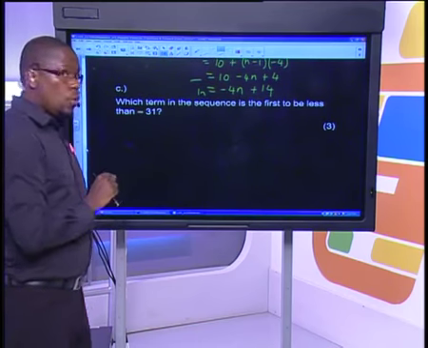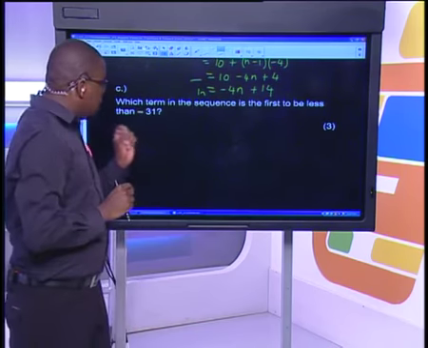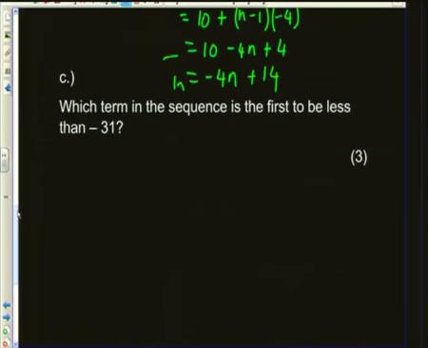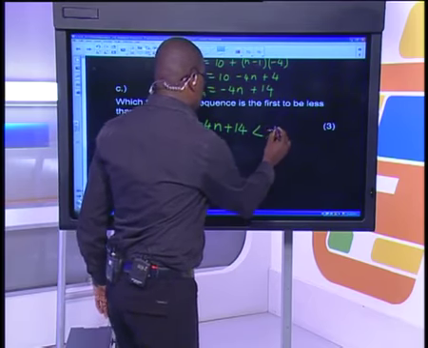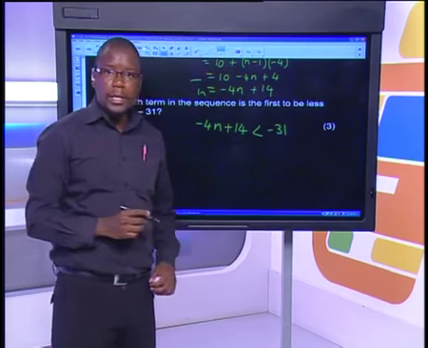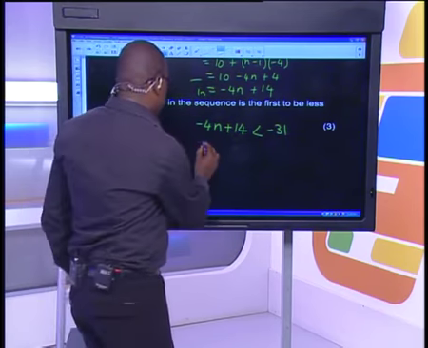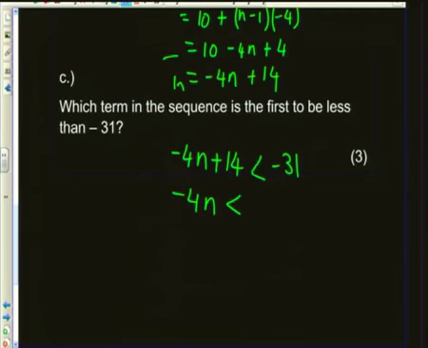Now, the next question is, which term in the sequence is first to be less than negative 31? Okay, so which term in the sequence will be first to be less than negative 31? So you've got your Tn as minus 4n plus 14, right? Now, which term will be the first one to be less than negative 31? Okay, now we work it out. You've got your minus 4n less than negative 31.